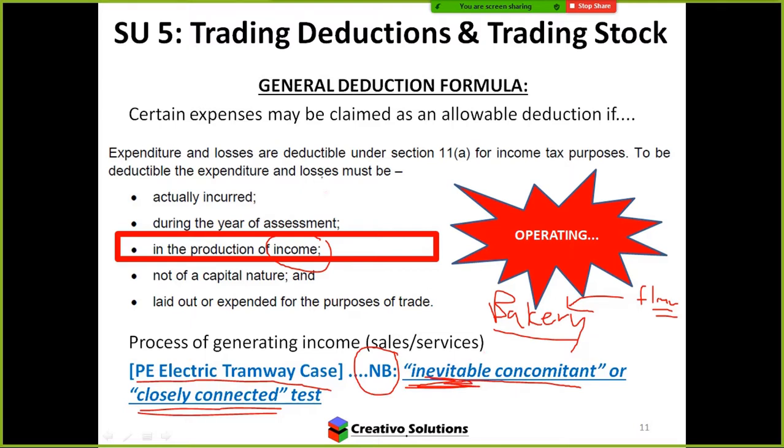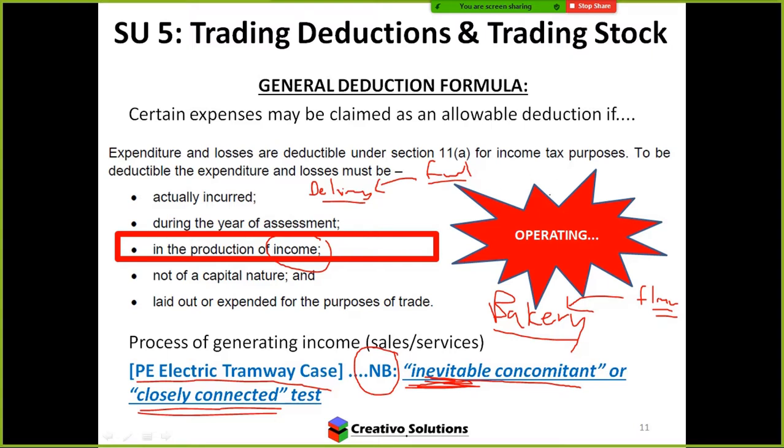Let's say you were a delivery company delivering goods. The fuel that you have to put in the delivery vehicle, would that be an inevitable concomitant or closely connected? Yes. Fuel that I use in the delivery vehicle can be deductible because that's a business expense. Does that make sense? Okay, so just remember, it must be in the production of income. In other words, you're using that expense, whatever it is, as part of the operations of the business.